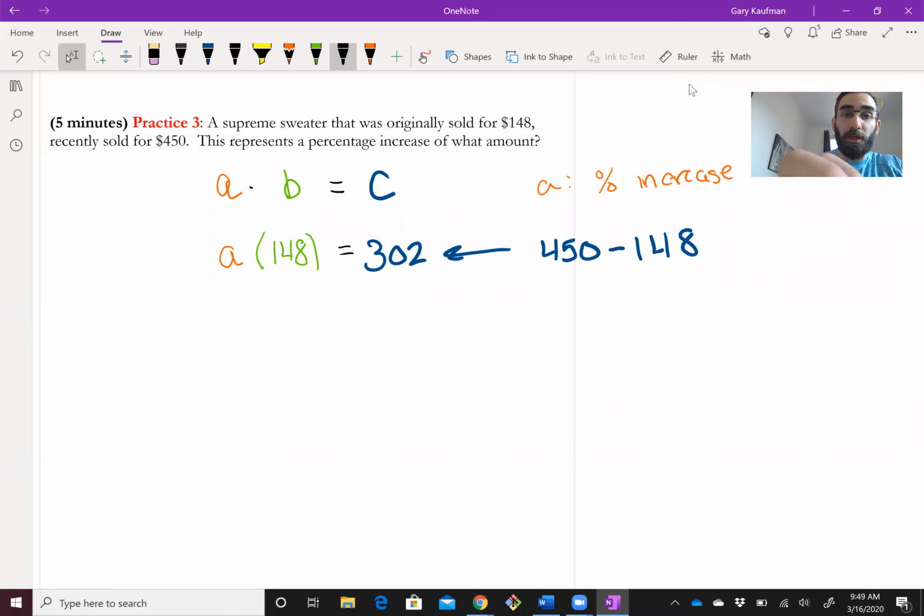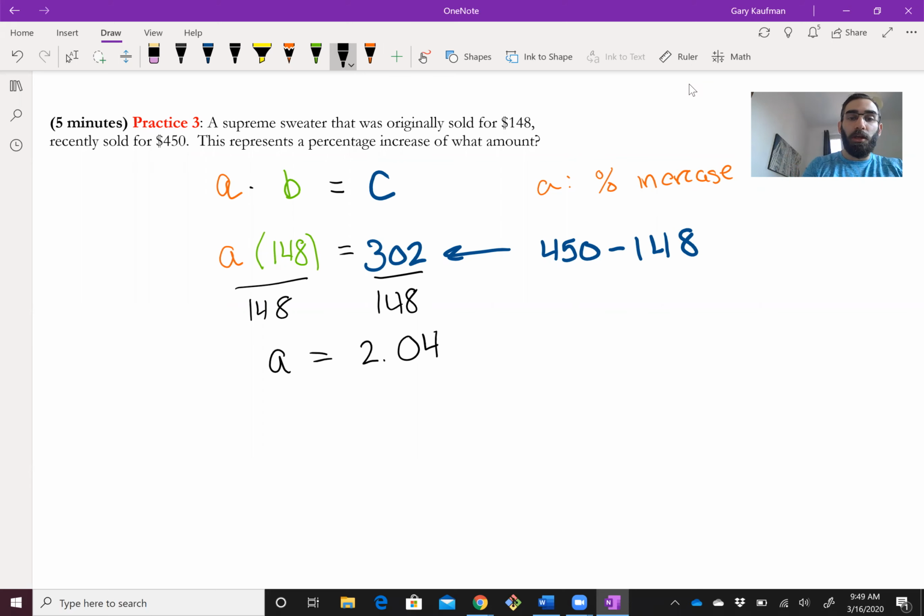So we ended up missing the A again. Now I did just the increase, so it's 302. So I divide by 148 and I get A equals 2.04. And this is a 204% increase.